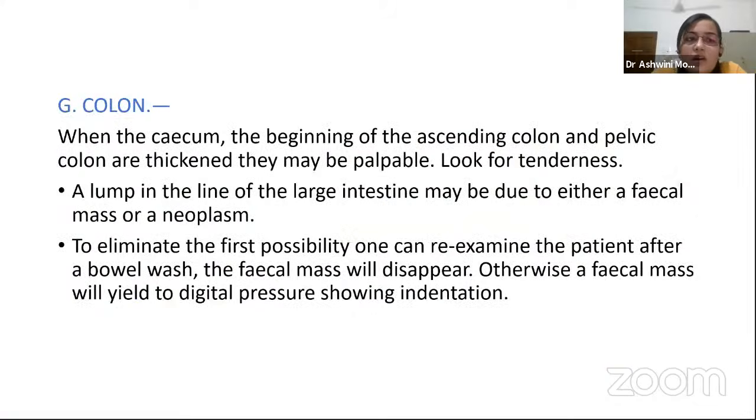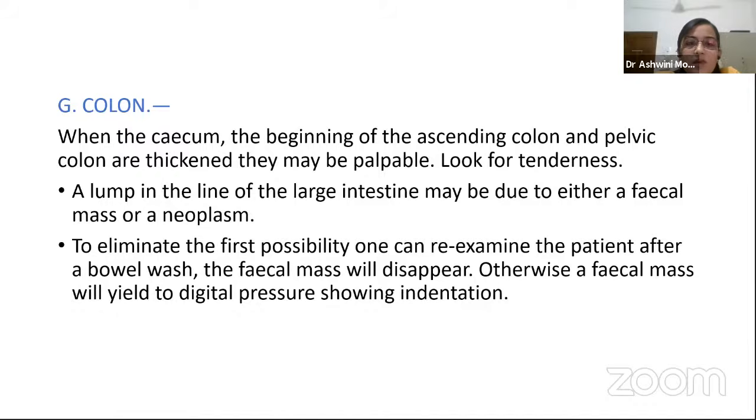So colon, after that, as I said, the cecum and colon are better seen than palpated. But when the cecum, the beginning of the ascending colon, and the pelvic colon are thickened, they may be palpable also. By pitting of the skin we can see that, and we can elicit the tenderness also. A lump in the line of the large intestine may be due to either fecal matter, a mass, or a neoplasm.